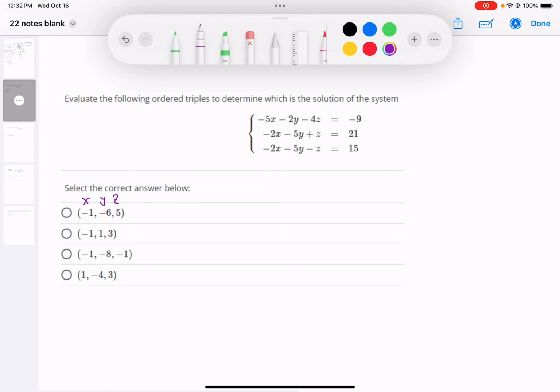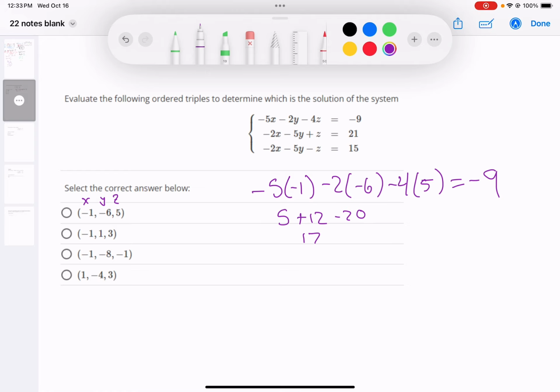Okay, so you can just work this out a few times in your calculator. So I got a -5, and then I got a -1, -2, -6, then -4 is a 5 there, and that should equal -9 if this is true. So I got 5 plus 12, and then minus 20, that's 17, minus 20, it's going to give me -3. That does not equal -9, so it's not the first one.